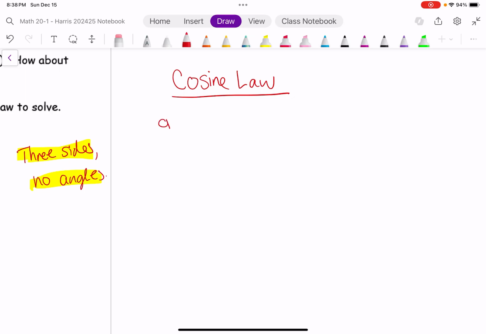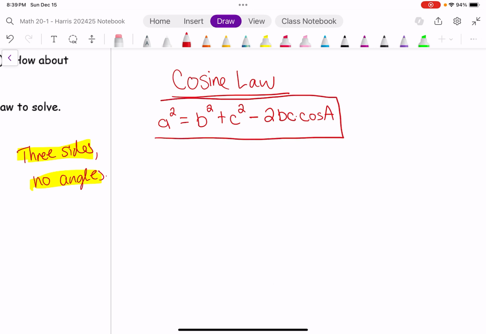Okay, so it's either going to be a squared is equal to b squared plus c squared minus 2bc all times cos of A. Okay, this is one part of our cosine law. This is when we're dealing with your sides.